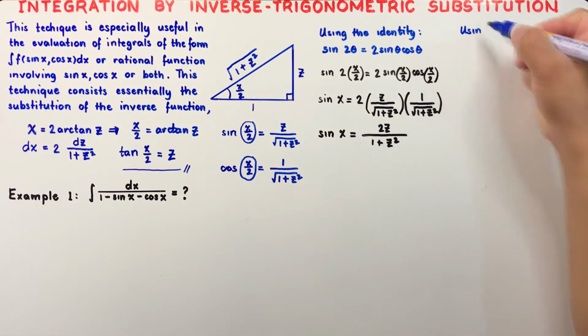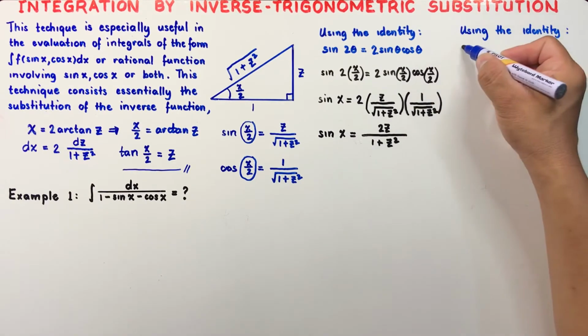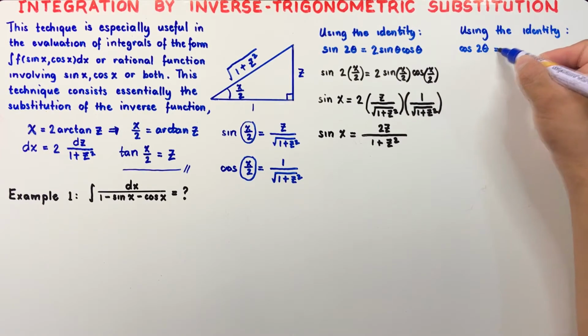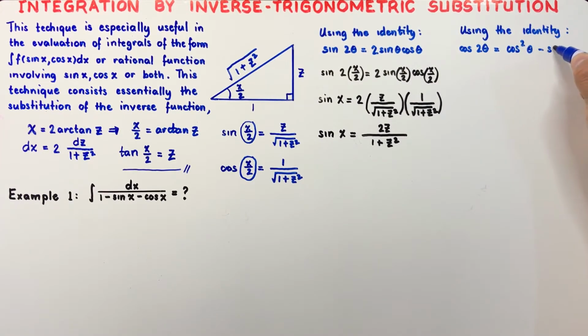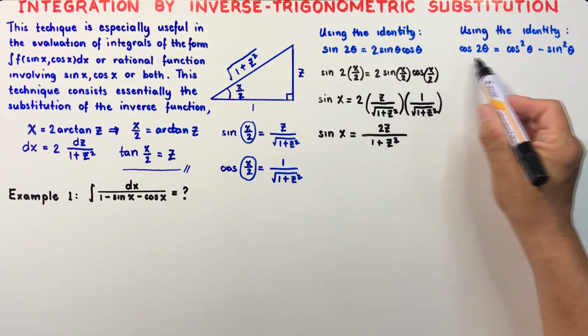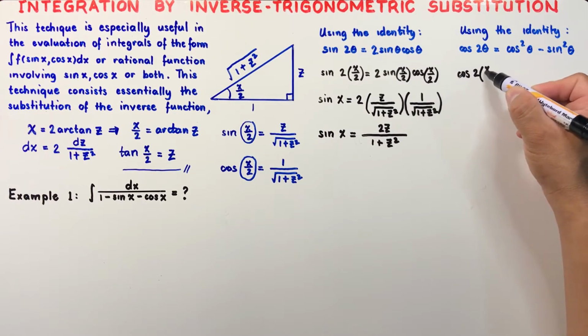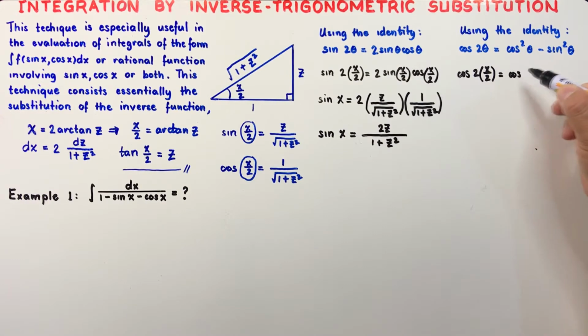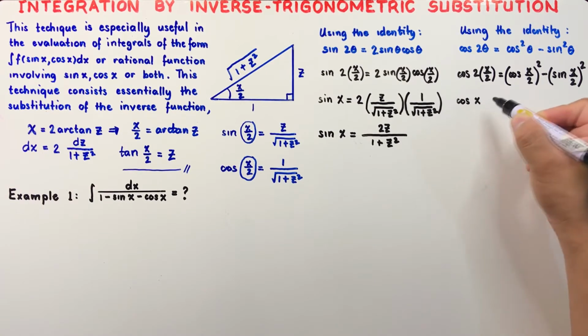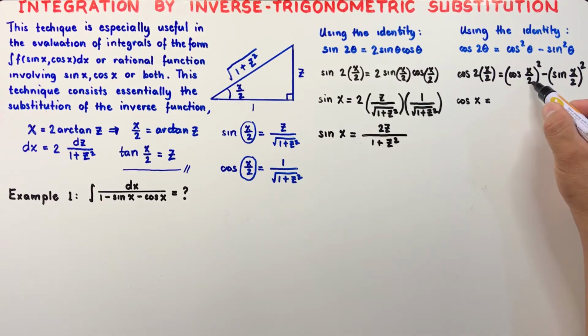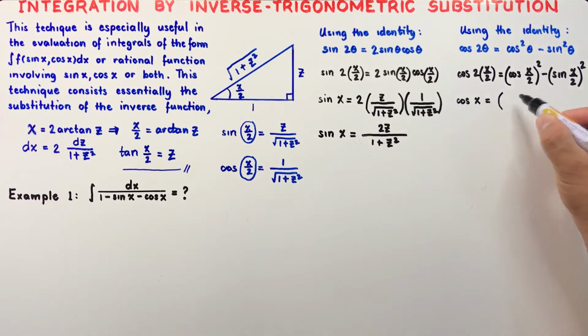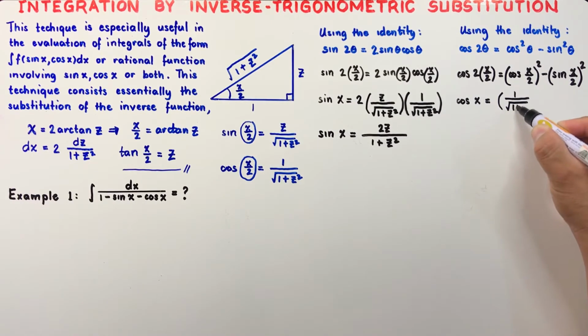Also, we can use our double angle identity for the cosine function. So cosine 2 theta is equal to cosine squared theta minus sine squared theta. Applying this double angle identity for cosine, we have cosine of twice the angle x over 2. And this is equal to cosine of x over 2 quantity squared, and this is also subtracted by the sine of x over 2 quantity squared. And then simplifying further, we have cosine of x, which is equal to the square of cosine x over 2. But cosine of x over 2 is equal to 1 over the square root of 1 plus z squared.